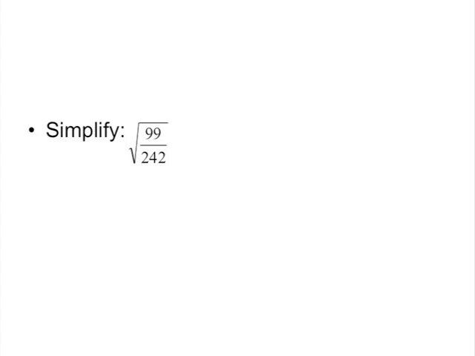99 and 242, pretty big numbers. Do they reduce? 242 does not divide by 3 or 9. They both divide by 11. Divide both by 11, and we get 9 over 22.